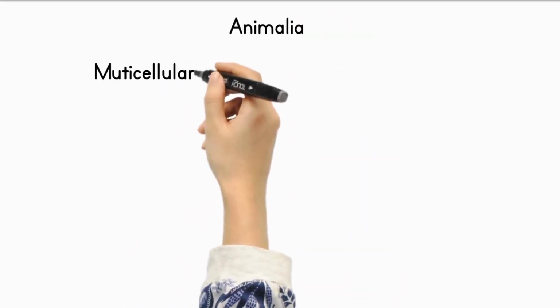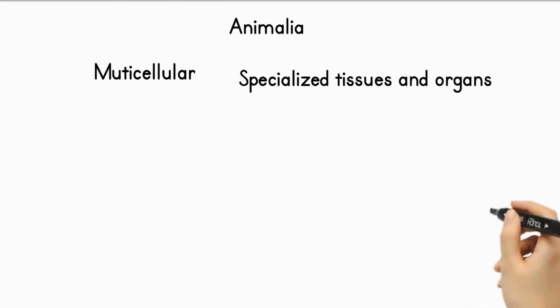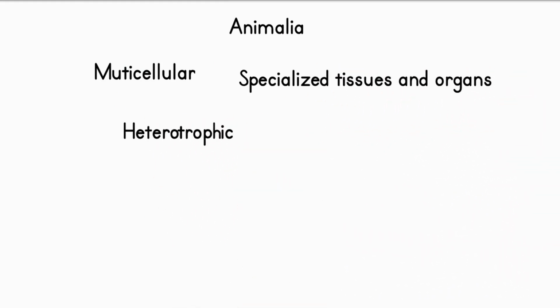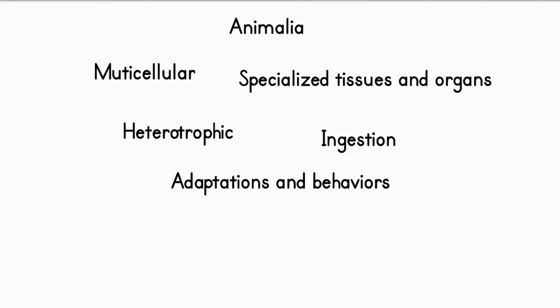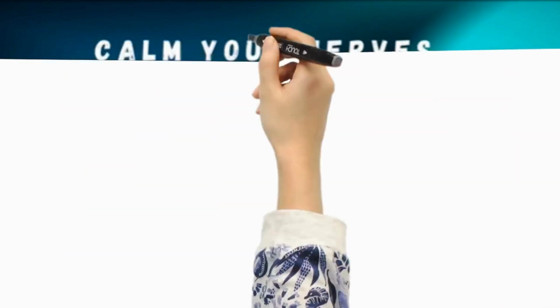Lastly, we have the Animalia kingdom. It consists of multicellular organisms with specialized tissues and organs. Animals are heterotrophic, obtaining nutrition by ingestion. They exhibit a wide array of adaptations and behaviors, making them a fascinating kingdom to study.